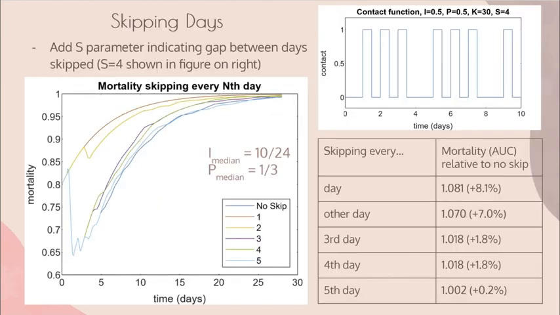In addition, with this formulation of the contact function, we can easily add another parameter s, indicating that the KMC is paused every sth day. Fixing I and p to some values and trying out various values for s, we can see that if the parent skips KMC every 5th day or greater, the reduction in mortality is less than 0.5%.